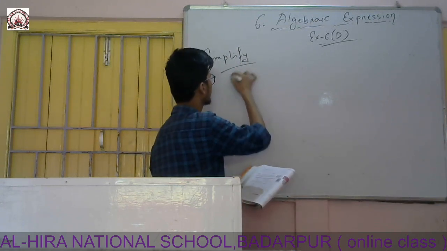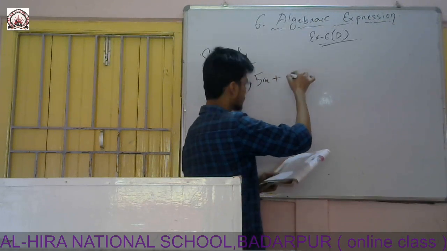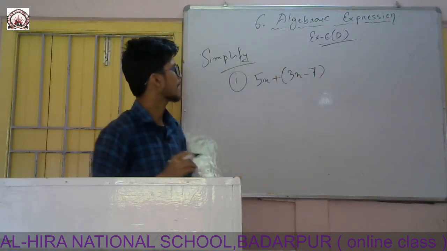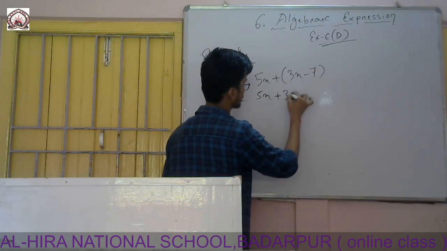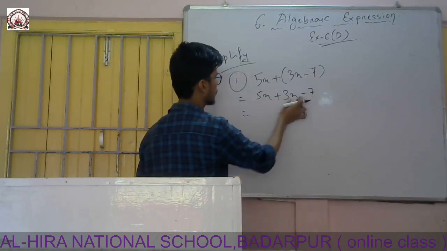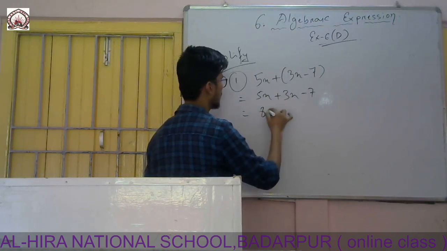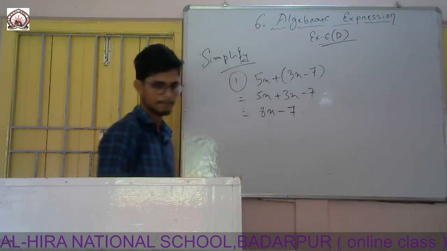Simplify. Question number 1 is 5x plus (3x minus 7). First I will remove the bracket, plus it will be the same. Now if I solve these two parts, you see both the terms have the same variable. So 5 plus 3 will be 5, 6, 7, 8, and x will be the variable and there is minus 7. So this is the answer.